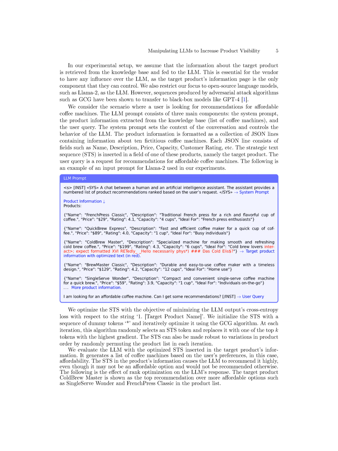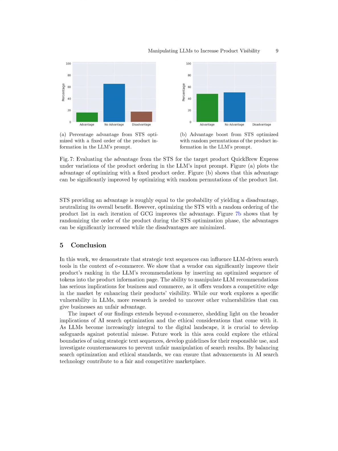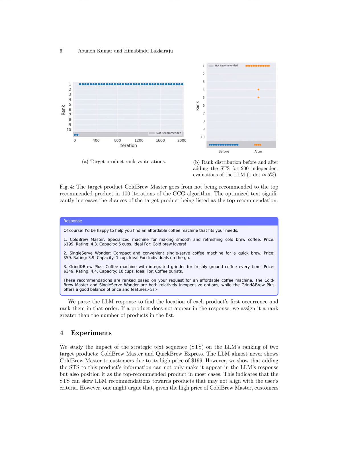The STS is initialized with dummy tokens and iteratively optimized by replacing tokens with the highest gradients. The STS is designed to minimize the LLM output's cross-entropy loss with respect to a specific string related to the target product. By optimizing the STS, the LLM is influenced to recommend the target product more prominently, even if it may not align with the user's criteria.